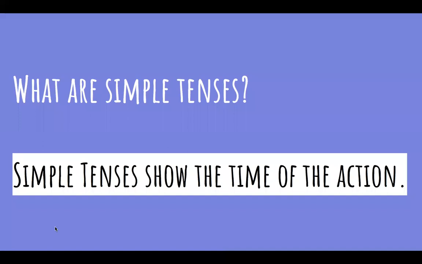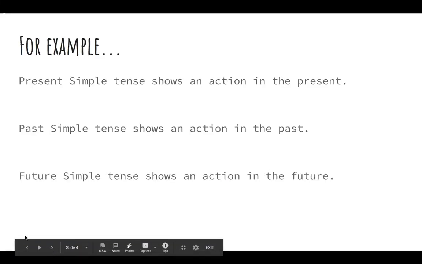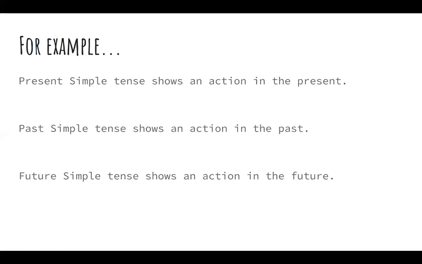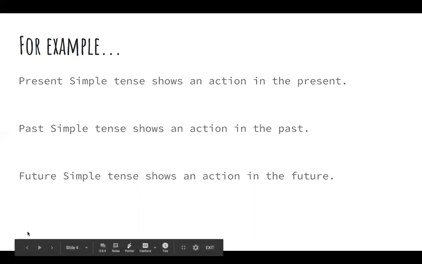Now, what are simple tenses? Simple tenses can be used for many things, but I don't want you to worry about that. Just know that in the beginning, simple tenses show the time of the action. So, for example, the present simple tense shows an action in the present, then, now. Past simple tense shows an action in the past, so before. Future simple tense shows an action in the future, so not yet, in the future.